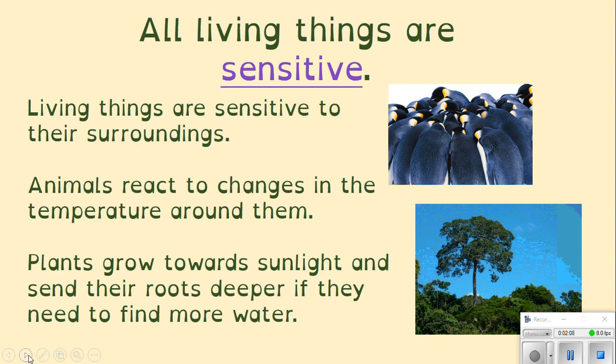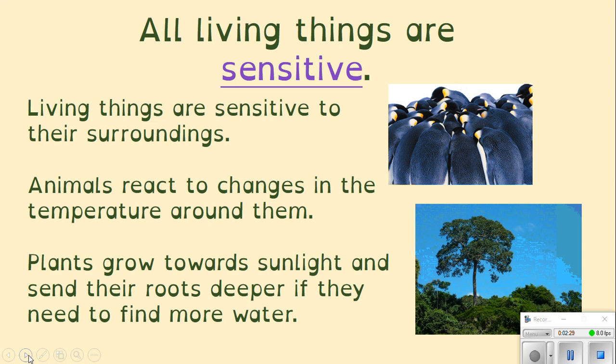The next life process: all living things are sensitive. That means living things are sensitive to their surroundings. Animals react to changes in the temperature around them. So if they're cold, they might huddle together. Plants grow towards sunlight and send their roots deeper if they need to find more water. So they're sensitive to temperature or drought.